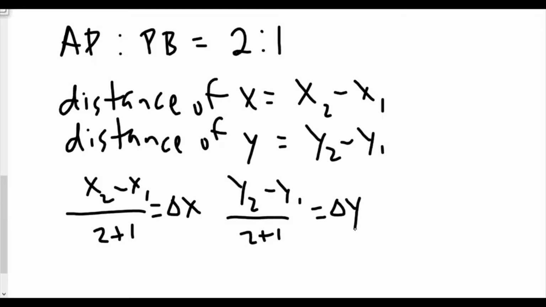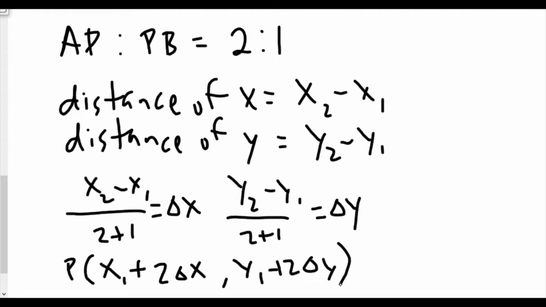Now, to find our P value, P will end up being our initial x value plus 2 times delta x, comma, y1 plus 2 times delta y. Now, it seems like a lot of formula here, so let's take a look at the next question, number 3.